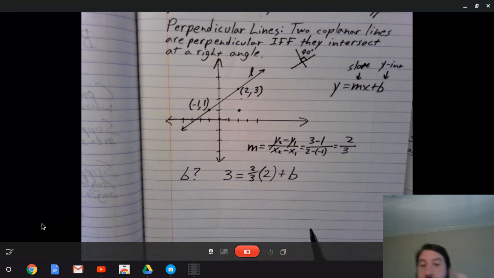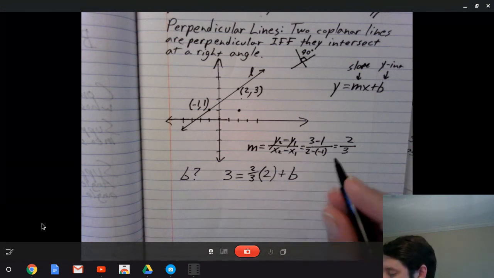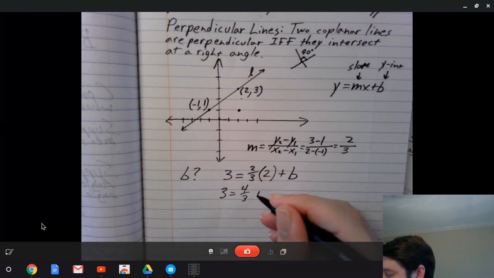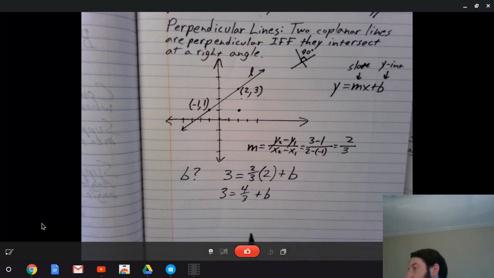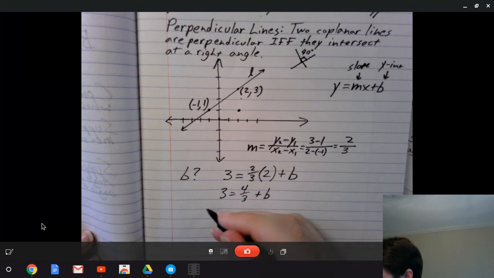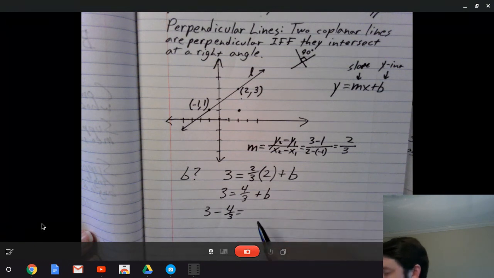All right, so let's solve this out here. So this becomes 3 equals, let's see, that would be 4/3 plus B. So now I just subtract. So I'm going to have, let's see, subtract 4/3 so I can get B by itself. So 3 minus 4/3 is going to equal B.